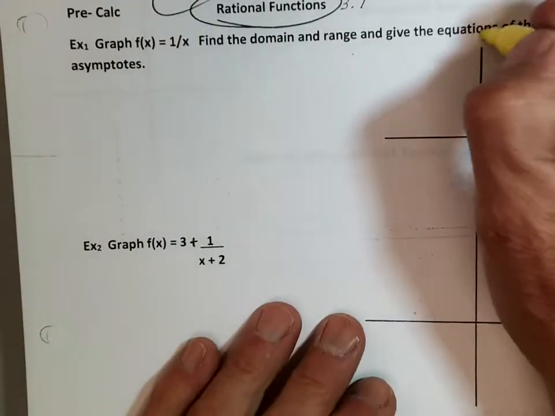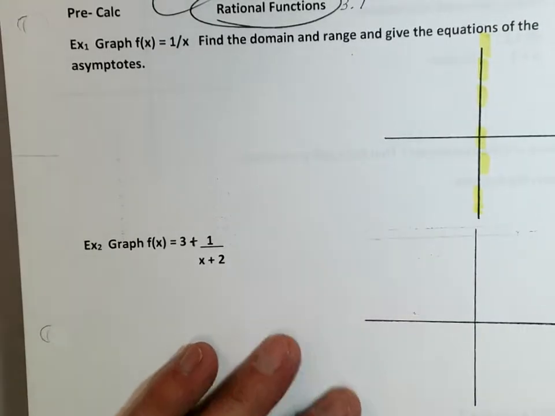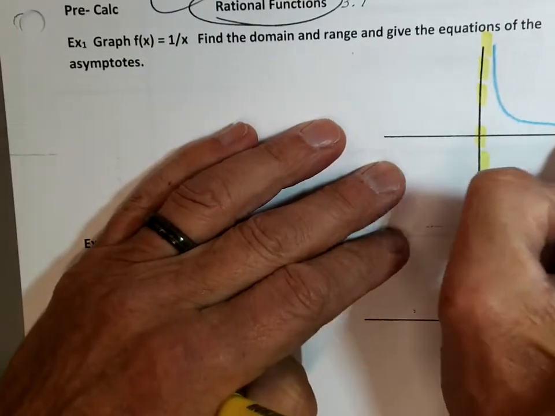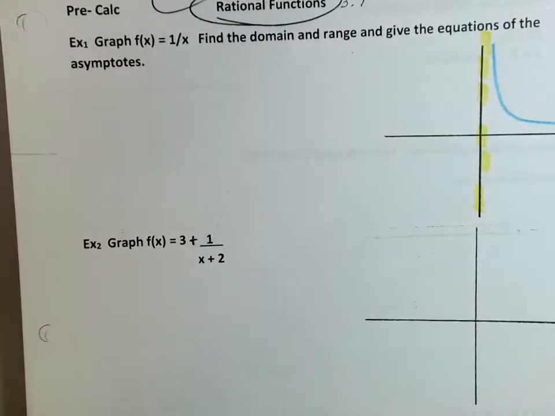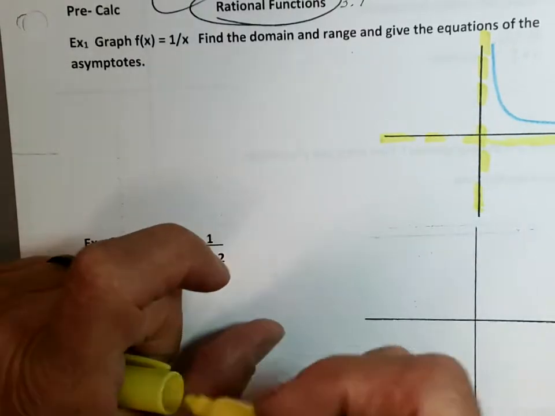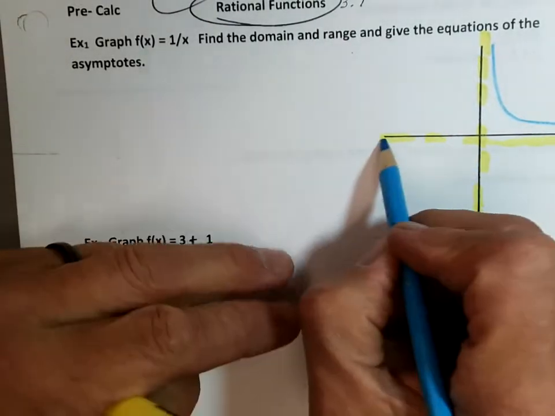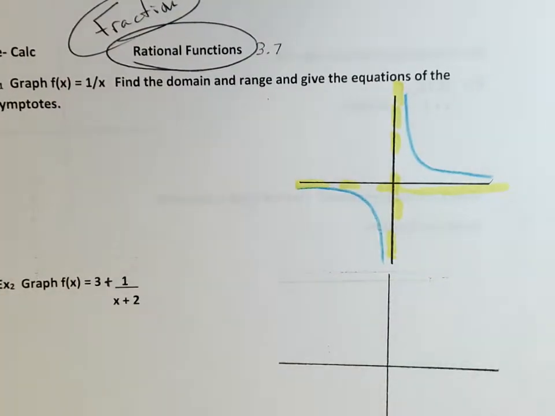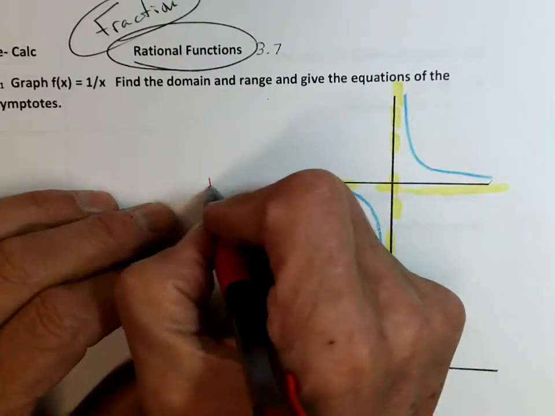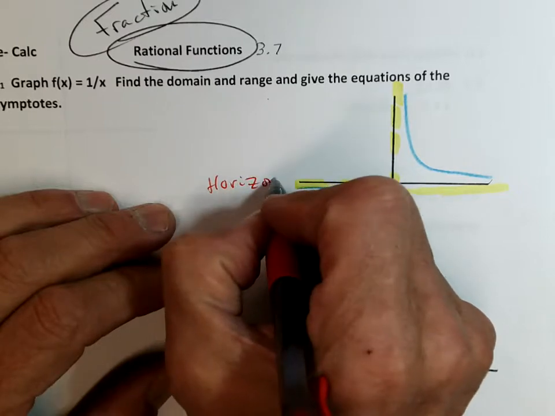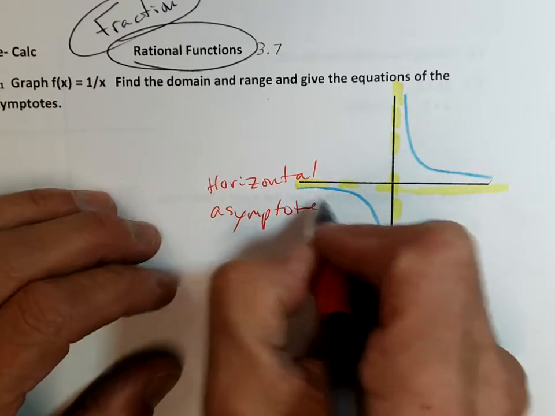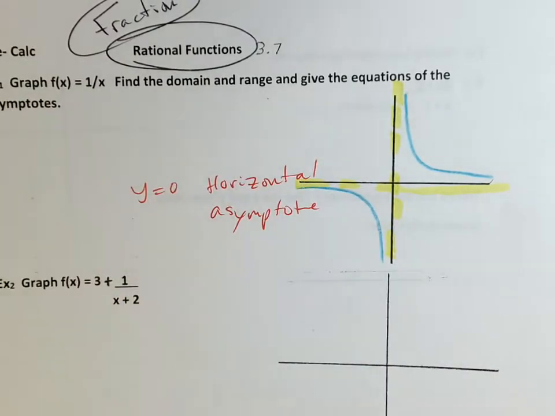We've seen asymptotes before. So I put an asymptote here, and I know that my graph looks something like this. And we get an asymptote here, and we get an asymptote here, okay? So we've got two sets of asymptotes. I have horizontal and vertical asymptotes. So I have a horizontal asymptote at y equals 0, okay?